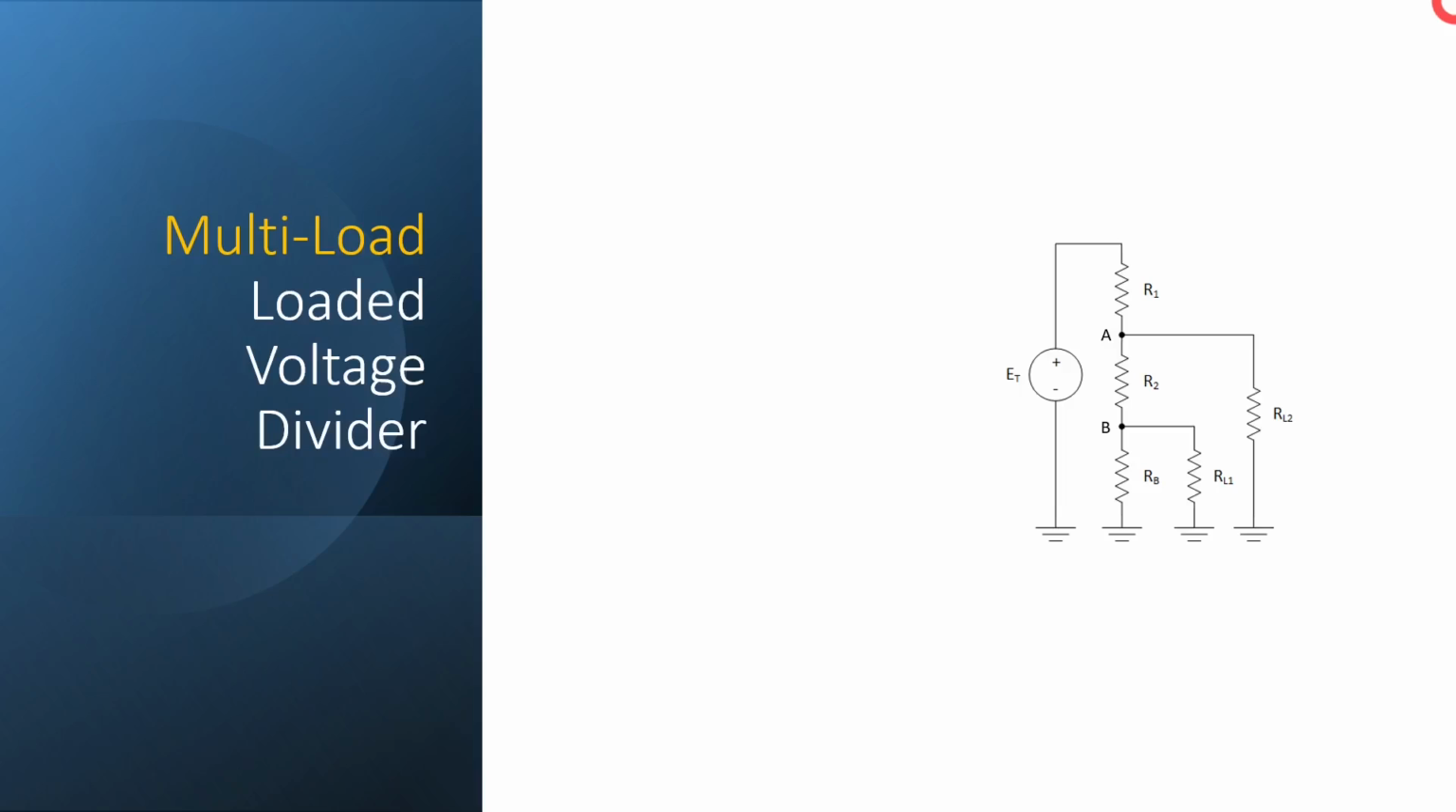Okay, so here is our voltage divider, and we have multiple loads on here, and we have multiple loads at multiple output voltages. So this load right here will be at a higher voltage than this one here, but we have two different loads that this voltage divider is supplying.